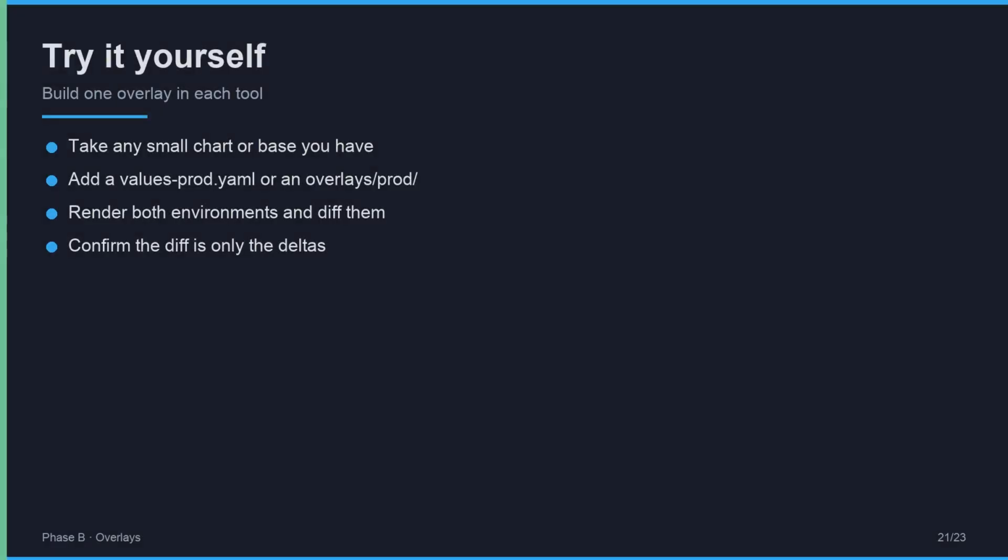Here is how to practice right now. Take any small chart or base you already have. Add a values-prod.yaml for Helm, or an overlays/prod folder for Kustomize. Render both environments and diff them. Confirm, with your own eyes, that the diff contains only the deltas. Once you have done that once, the overlay idea is yours forever.